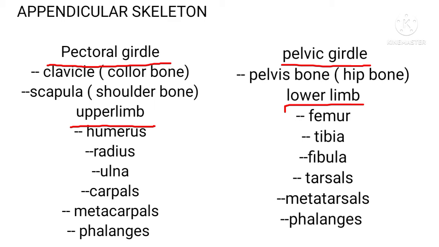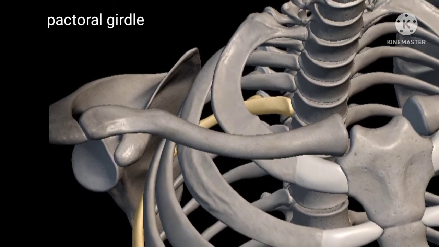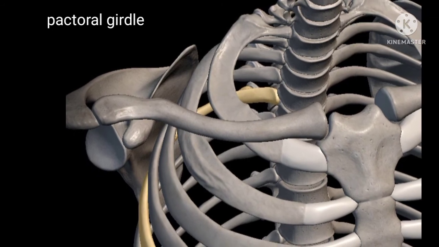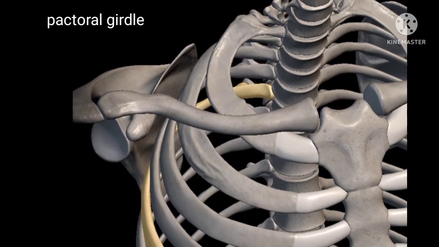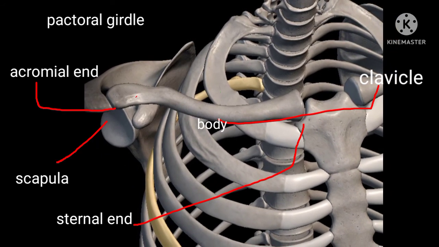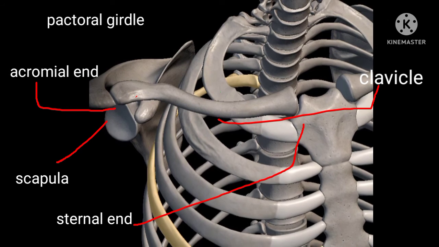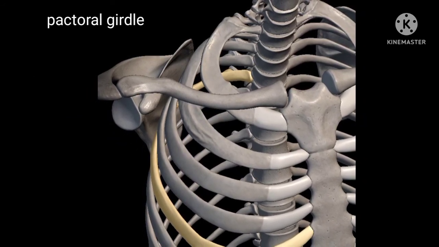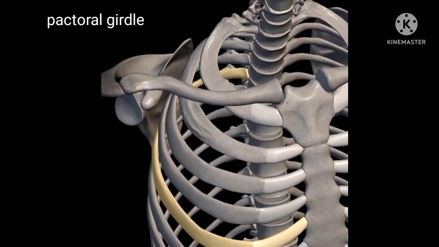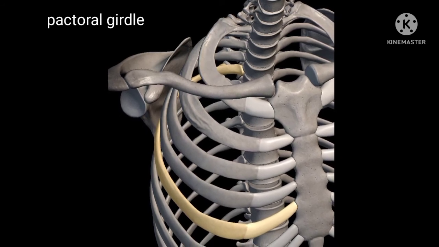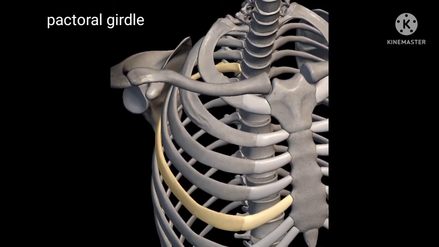Let's see the structure of those things. Now, this is the pectoral girdle. The parts of the pectoral girdle are the clavicle, or the collarbone, and the scapula, or the shoulder blade. The clavicle has mainly three parts: the acromial end, the body or shaft of the clavicle, and the sternal end. The acromial end joins with the acromial process of the scapula. At the same time, the sternal end joins with the manubrium of the sternum.